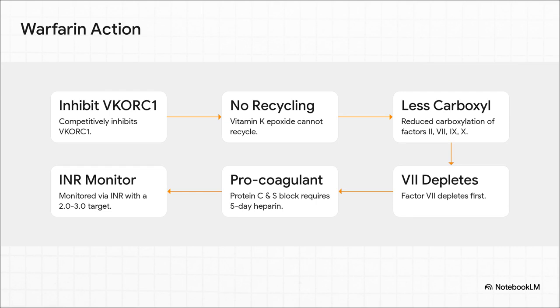Step 2. Because of this inhibition, vitamin K epoxide cannot be recycled back to its active form, KH2. Step 3. Without that active KH2, there is reduced gamma-glutamyl carboxylation of factors II, 7, 9, and X. Step 4. Factor 7 depletes first because it has the shortest half-life of about 6 hours.